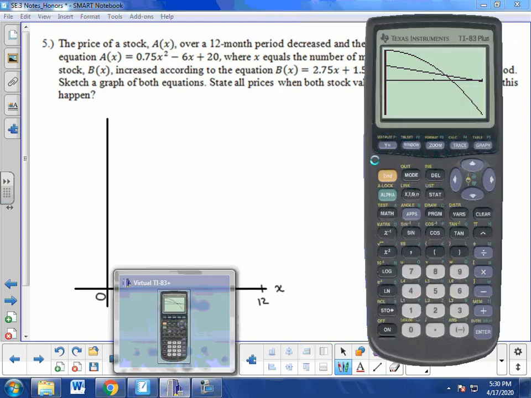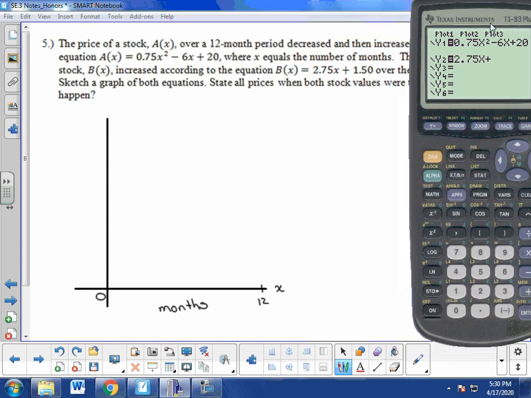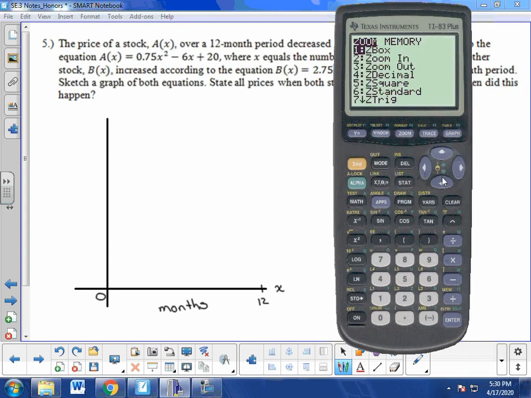Again, here there's no work really to be done. They give us the two equations, so all we have to do is input those two equations into our calculator. So 0.75x squared minus 6x plus 20 and 2.75x plus 1.5. And then I'm going to set my window. This time I know exactly what to set my window to. The x minimum is 0. The x maximum is the months, 12. Then I'm going to hit zoom. I'm going to fit it.